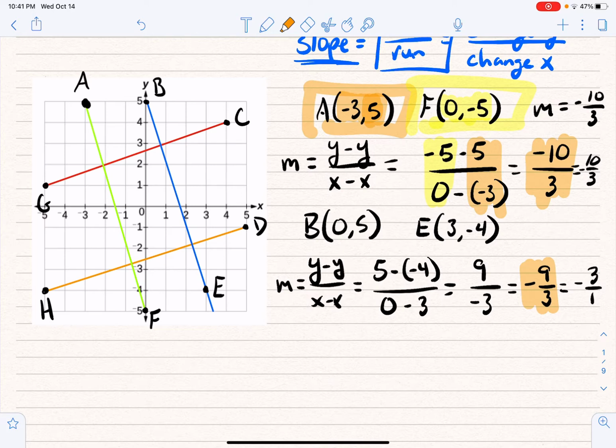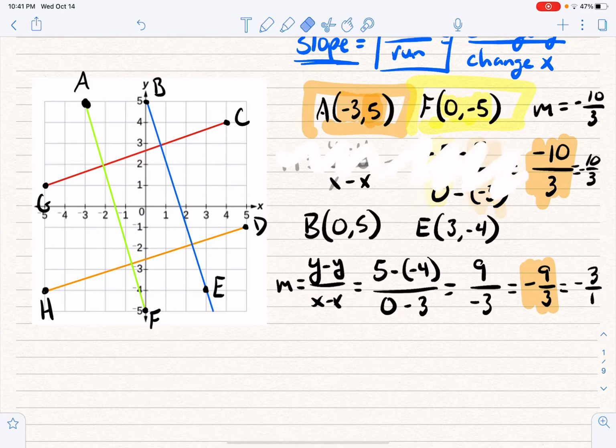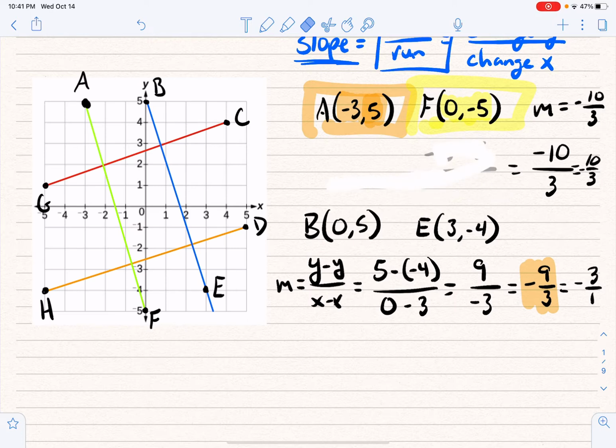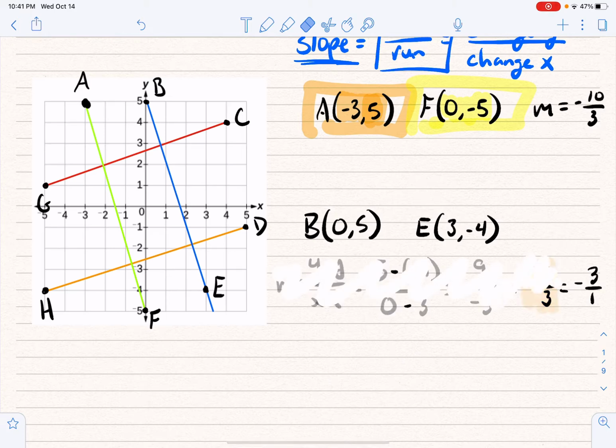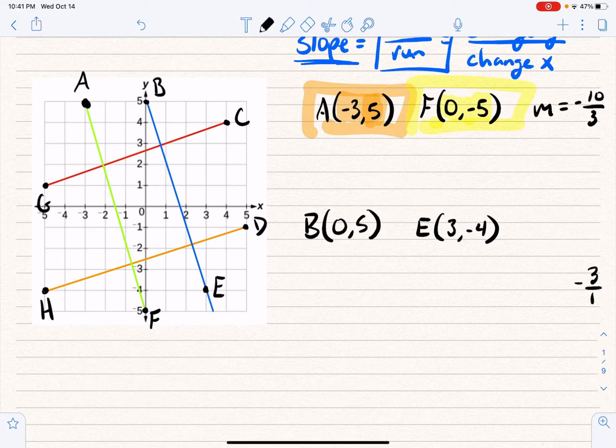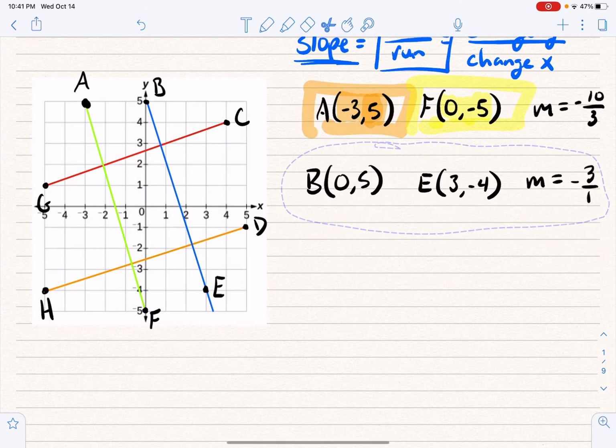All right, so it's worth noting what the slopes of these lines are, but it's also worth noticing that these are not parallel. We're going to try to find the slopes of the other lines, so I'm going to hold on to these. We know the slope of BE is negative 3 over 1. We'll just keep that up here for reference.